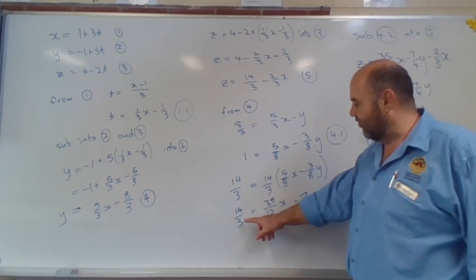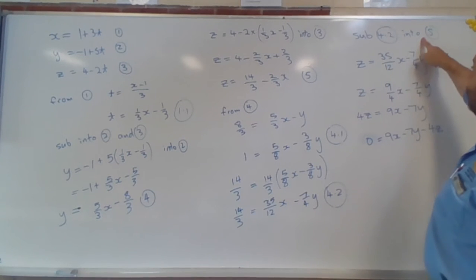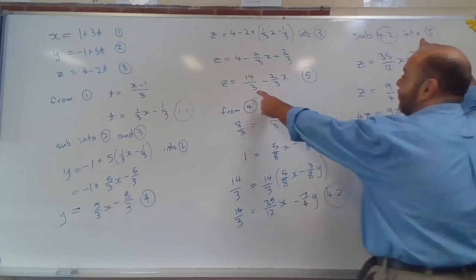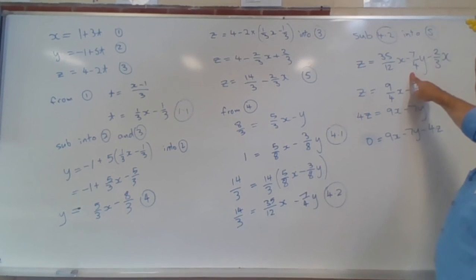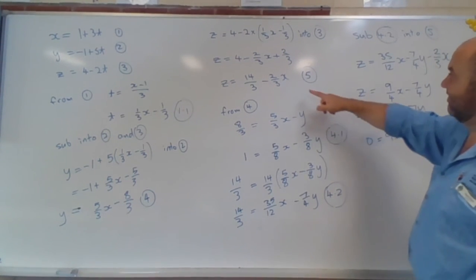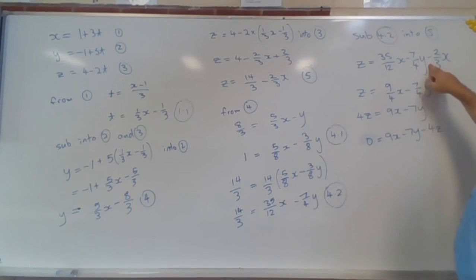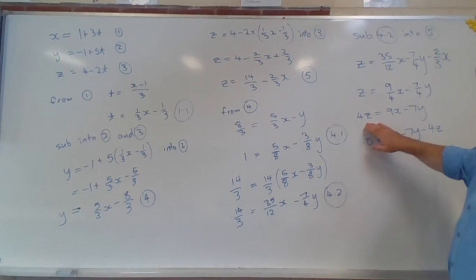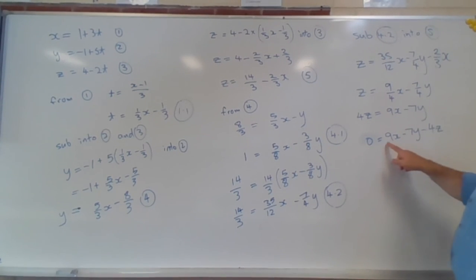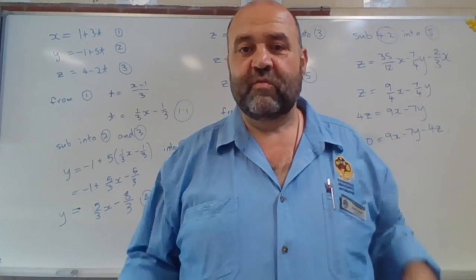Well, now this 14 on 3, which is that term in x and y, I can substitute 4.2 into equation 5. So in equation 5, where I see a 14 on 3, I instead write 35 on 12 x minus 7 on 4 y, minus 2/3 x. Then I simplified: 35 on 12 x minus 2/3 x was 9 over 4 x. Multiplied by 4 to get rid of the ugly denominator, and then I rearranged. So I got 0 equals 9x minus 7y minus 4z. And I got my equation with the parameters eliminated.